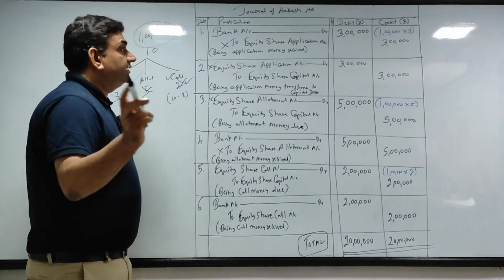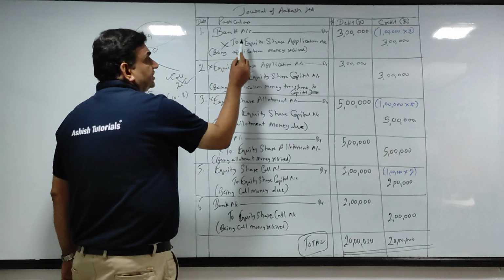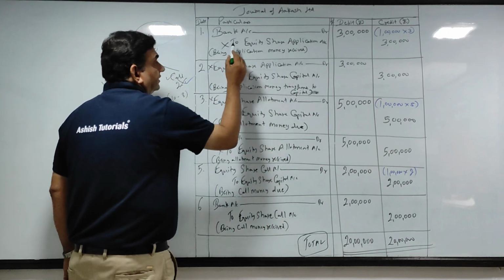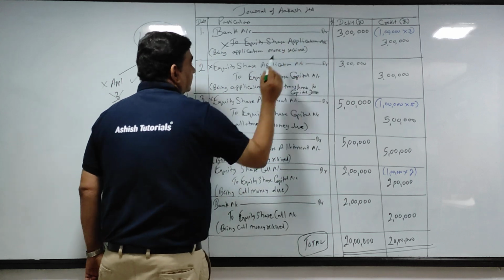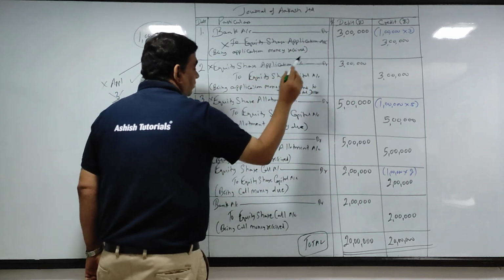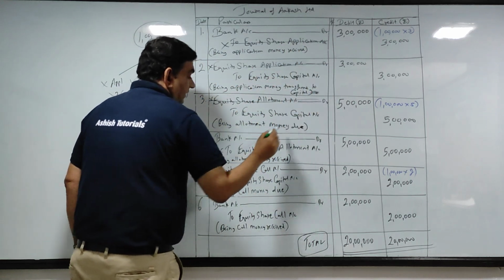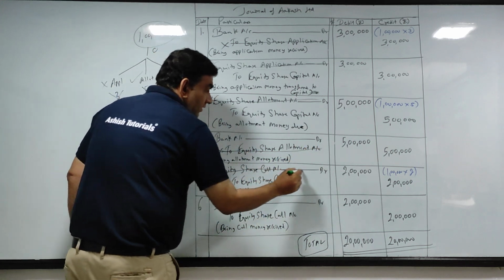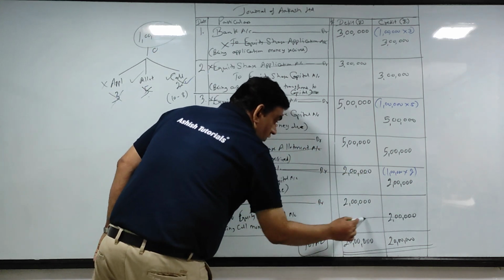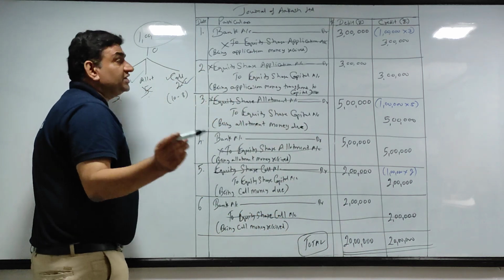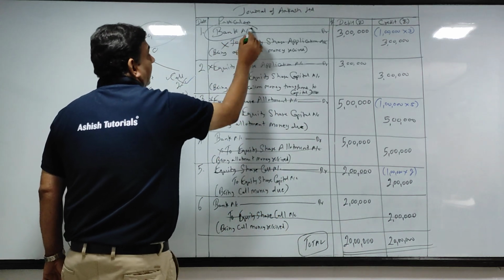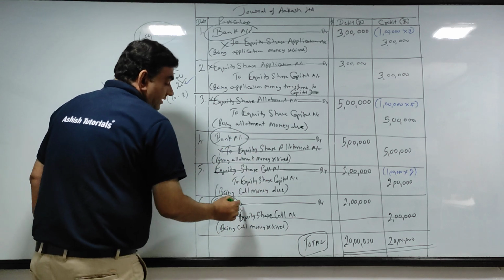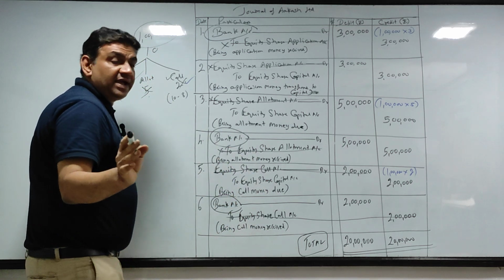देखो कैसे. शेयर एप्लीकेशन गया, अलॉटमेंट गया. Let's do it here. Application credit, application debit out; allotment debit, allotment credit out. Same thing can I say here? Call debit, call credit out. अभी देखो बचता क्या है? बैंक. डेबिट में देखो क्या बचता है? बैंक, बैंक. 3 डेबिट रिमेन, बैंक, बैंक, बैंक.